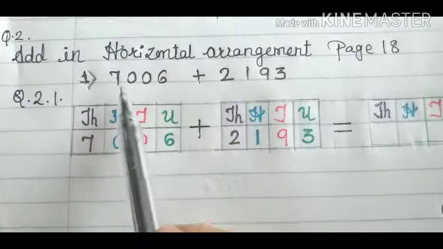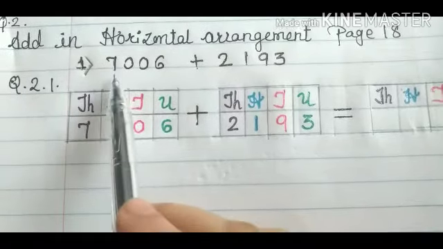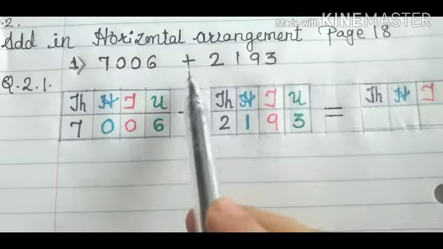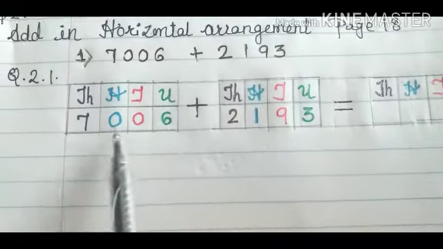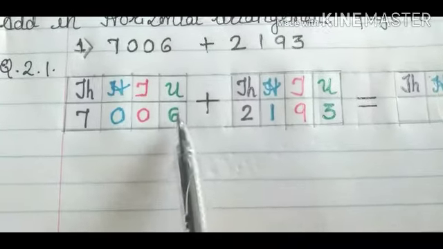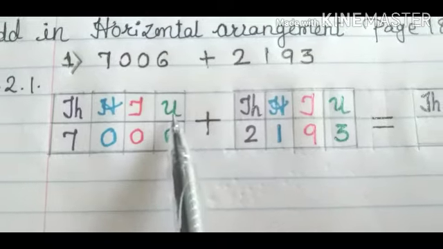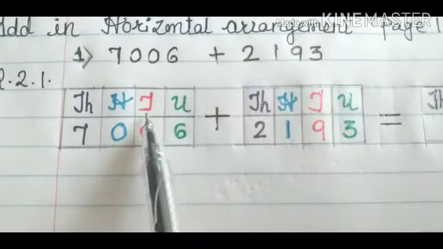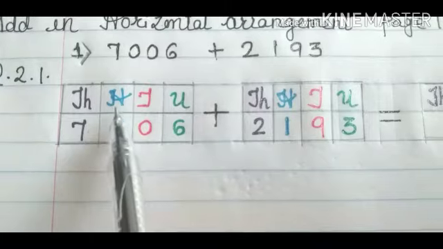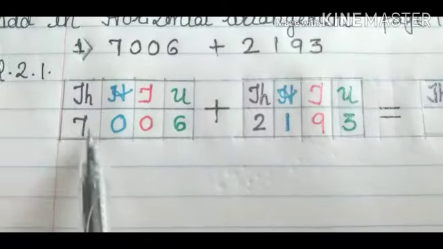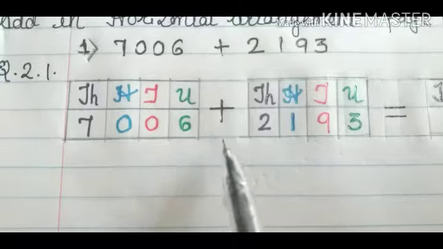Going to solve question number 2, add in horizontal arrangement. So we have already learned how to arrange horizontally. So see, first question is given 7,006 plus 2,193. So I have written here all the digits place wise in different colors. So in units place I have taken green color. For tens place I have taken red color. For hundreds place I have taken blue color, and for thousands place I have given violet color. So it is very easy to understand this concept for you.